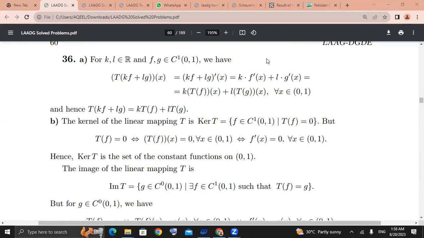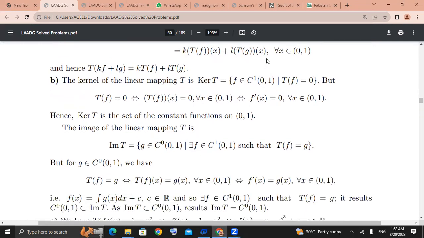For example, if we have the function 2 and take its derivative, we know the derivative of 2 is 0. So the function f is constant. So the kernel of T is the set of the constant functions on [0,1]. Is it clear? Yes. Now we are moving towards the image.